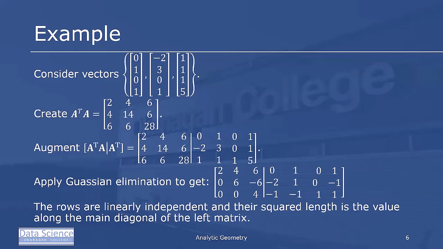The square of their length value is the main diagonal of the left side of the matrix. So in fact, dividing by the square root of the entry on the main diagonal of the left matrix, the rows of the right matrix are actually an orthonormal basis for the span of the vectors we started with.